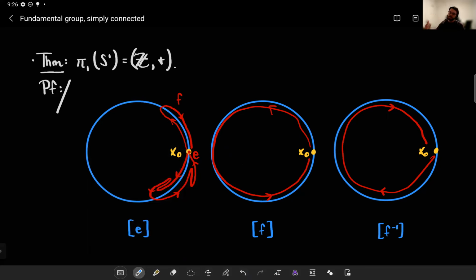Is that everything there is? So pause the video if you want to. The answer is no, there's more. What if you did this? What if you wrapped your rope around the tree twice before coming back to your starting point?